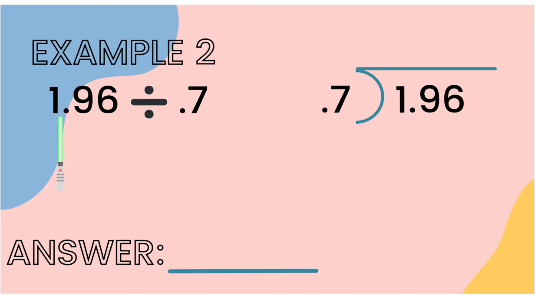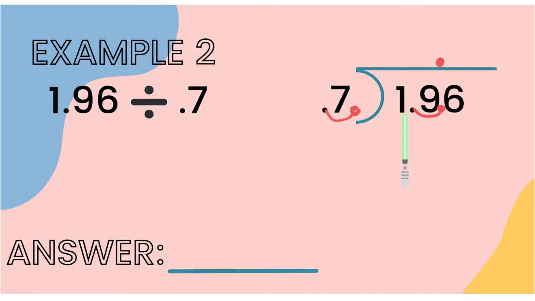Our second example is 1.96 divided by 0.7. So again, we wrote it with our division house. And see, on the outside it says 0.7. That's a decimal, and we can't have a decimal on the outside as our divisor. So we have to move our decimal 1 place to the right. And since we moved it 1 place on the outside, we have to move it 1 place on the inside. Next, we bring our decimal straight up. And then we do regular long division.